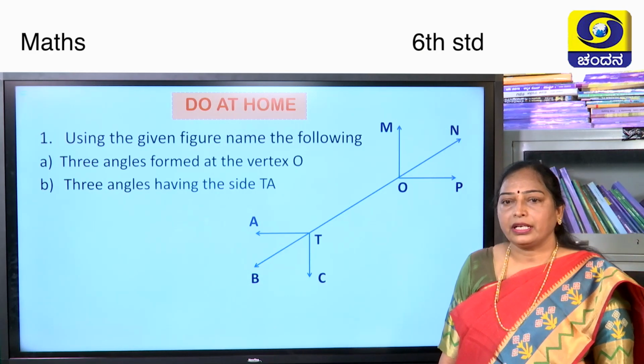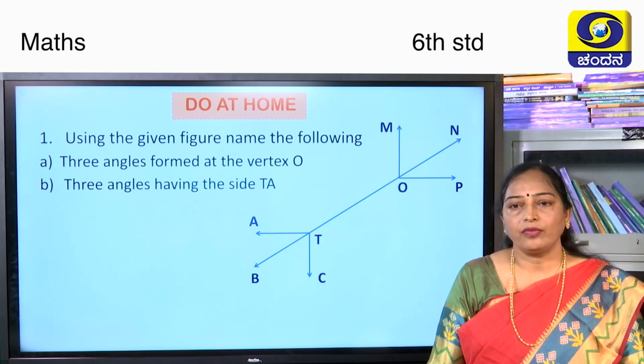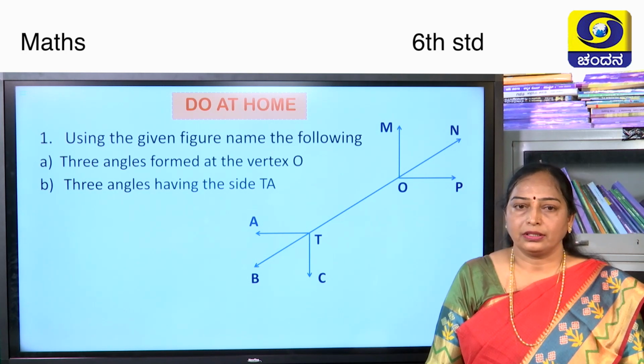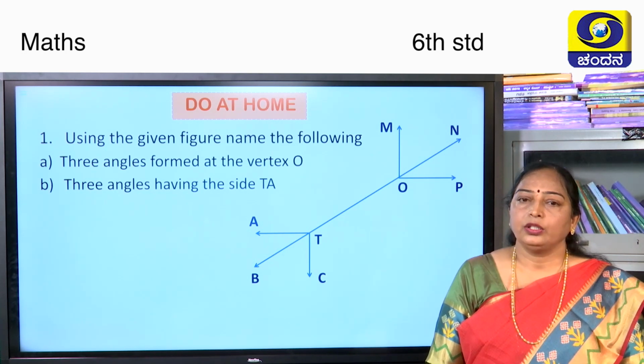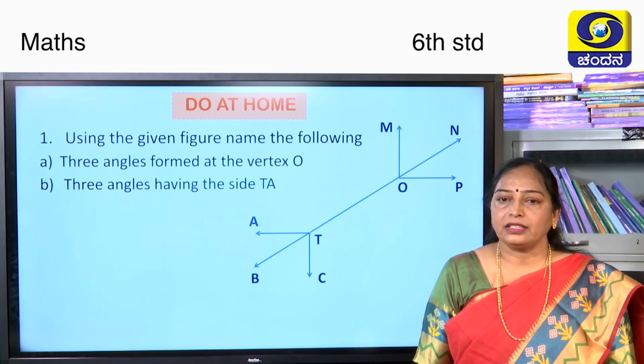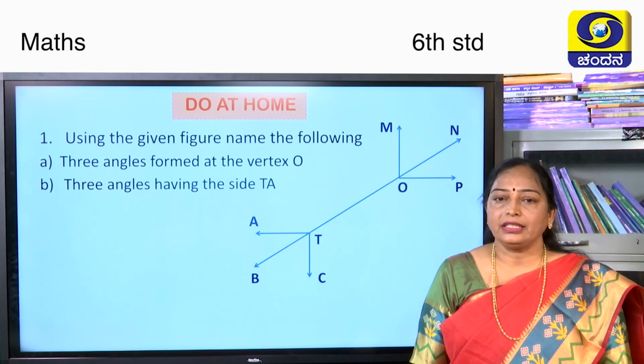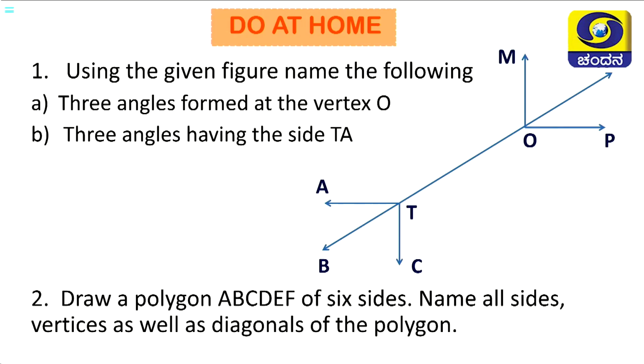Children, write down in your notebook. Here I am giving some questions. Solve at home and show your teachers. Using the given figure, name the following: 3 angles formed at the vertex O, 3 angles having a side T. Draw a polygon ABCDEF of 6 sides. Name all sides, vertices as well as diagonals of the polygon.